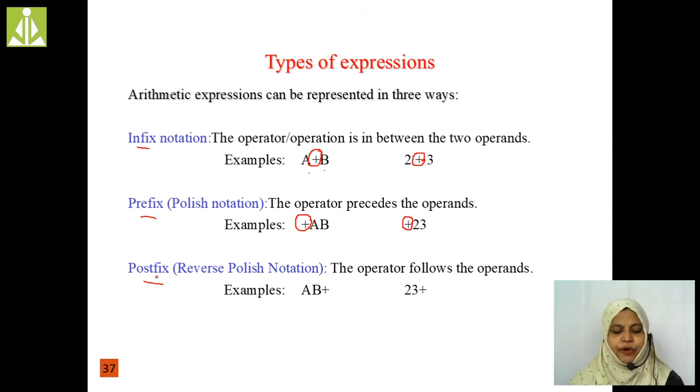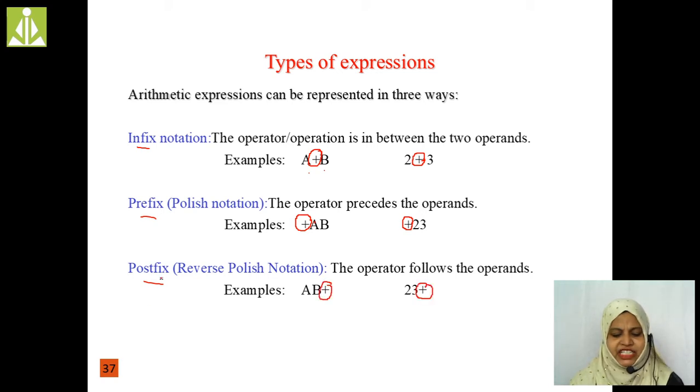Next one is the postfix expression. Postfix means the operator is present after the operands. If the operator is present after the operands, then it is known as the postfix expression. See here, a b plus. Here, 2 3 plus.